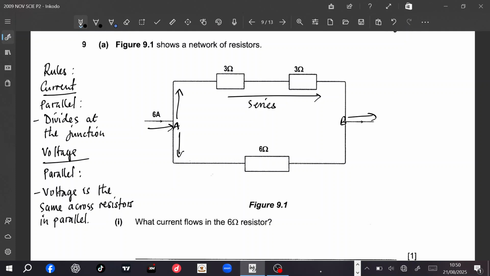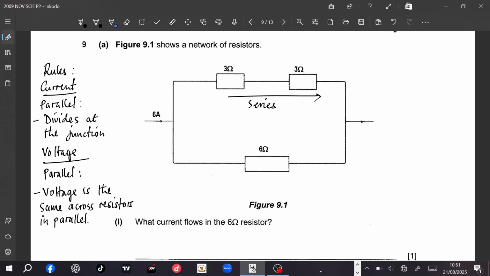So current also faces some resistance, and current is pushed by voltage. Voltage is a force that pushes current in a circuit. So there will be current passing here. Of course, as it passes on the top route, it will feel some resistance, and as it passes below the circuit, it will also feel some resistance. Those resistances that it is going to feel are what we call resistance or resistor.